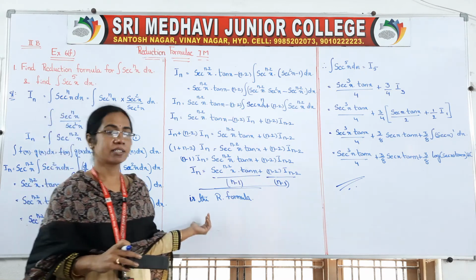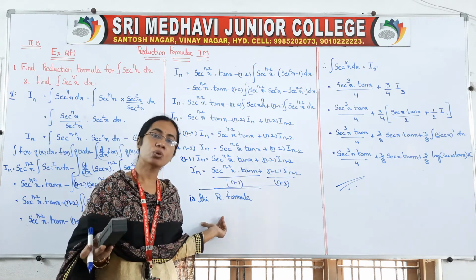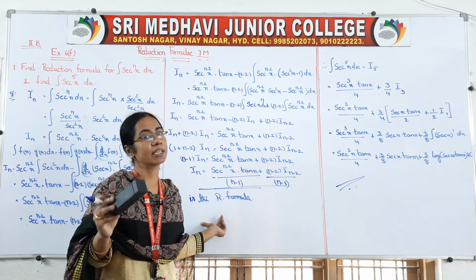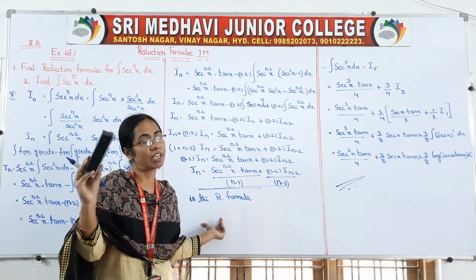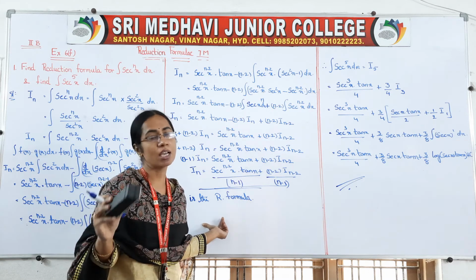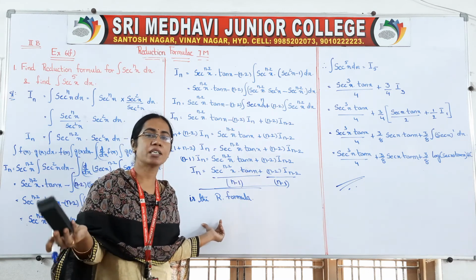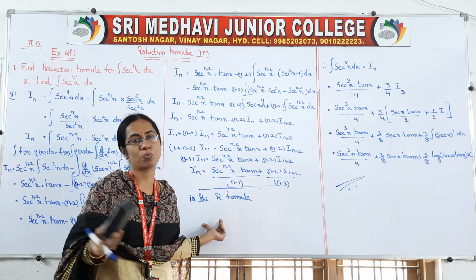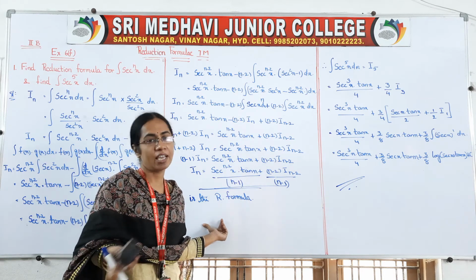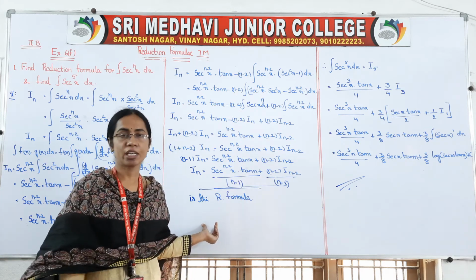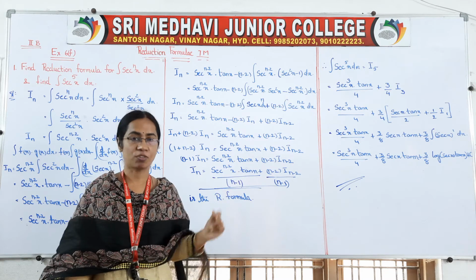So practice this problem perfectly and do the homework: integral cosecant to the power of nx dx, you have to find the reduction formula, and take n equal to any value, cosecant to the power of 3, cosecant to the power of 7, anything you can find. So practice this problem perfectly.